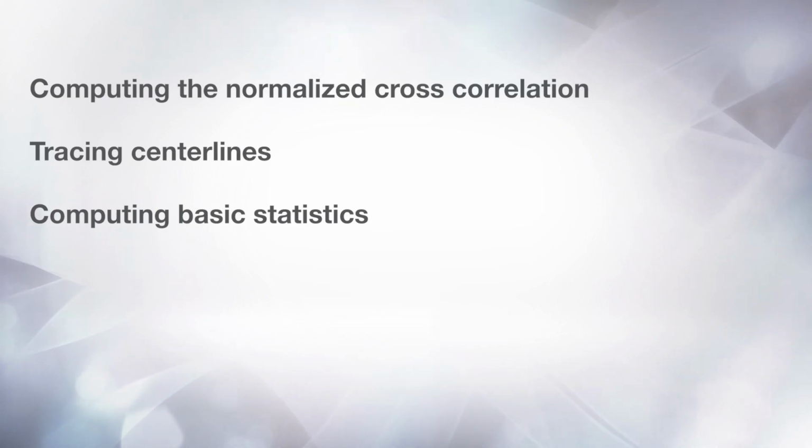In detail, this tutorial explains how to extract centerlines of tube-like structures from various modality acquisitions. It is organized in three steps. First, how to compute the normalized cross-correlation to enhance fiber structures. Second, how to trace centerlines to create a spatial graph of the separated fibers. And third, how to derive statistics from the spatial graph of the fibers.